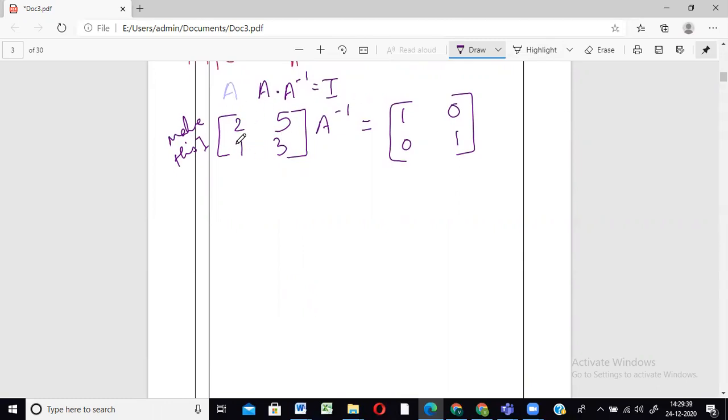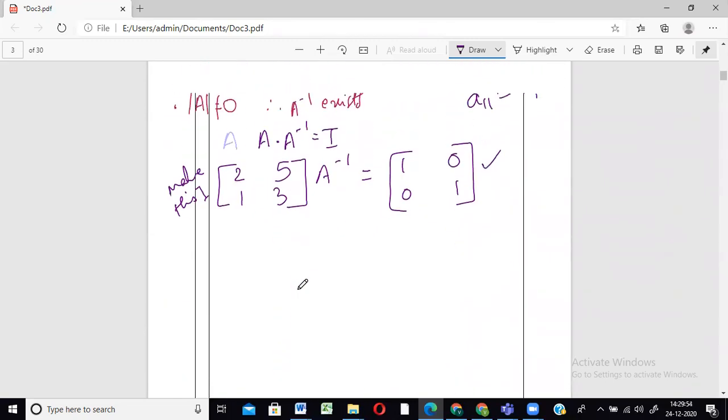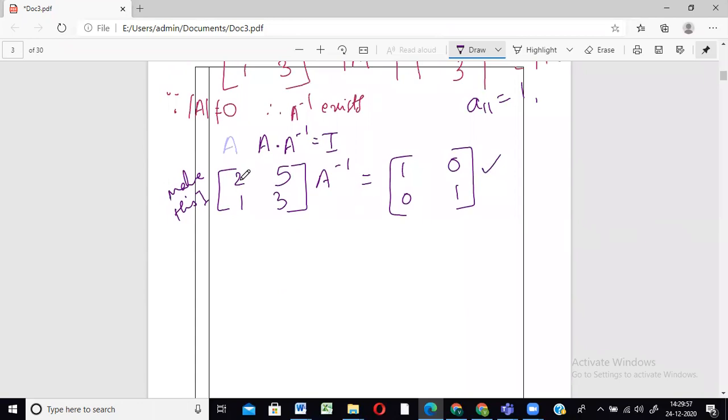As I said, our major aim is to make this identity. Whatever row transformation operations we perform on this matrix will always be performed on this matrix as well. So what is the first step? To make A11 equal to 1. A11 is this thing. How can I make 2 into 1? 2 can always be divided by 2 and then made 1, right? But why do so much work when we already have a 1 over here? So instead of making some calculation, I will interchange these two rows, R1 and R2. Then it's easy for me, okay?